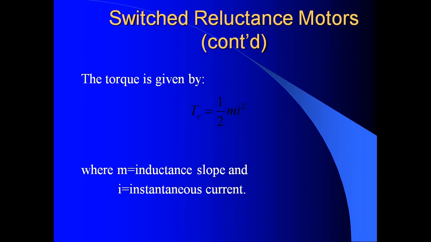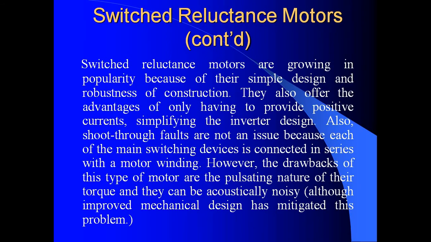And then the switched reluctance motor torque is given by the effective torque equal to 1/2 M i squared, where M is the inductance slope and i is the instantaneous current.